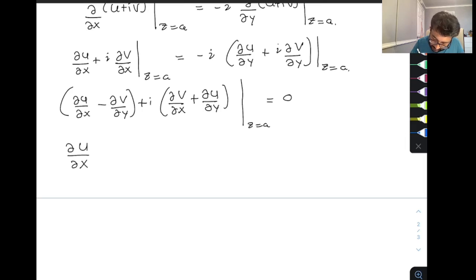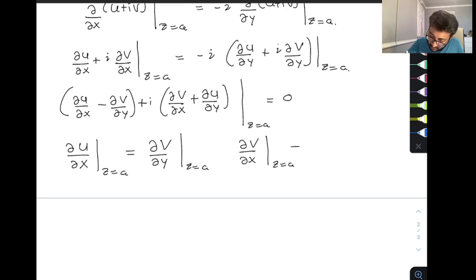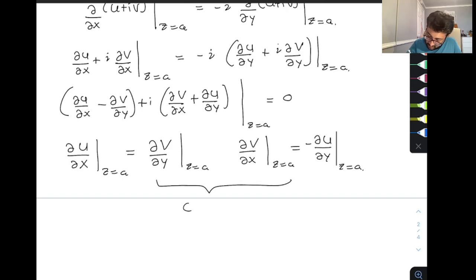First one is the partial of u with respect to x evaluated at z equals a is equal to the partial of v with respect to y evaluated at z equals a, and the partial of v with respect to x evaluated at z equals a is equal to minus the partial of u with respect to y evaluated at z equals a. These two are called the Cauchy Riemann equations. I hope you understood how I derived the Cauchy Riemann equations by using the differentiability of a complex function.